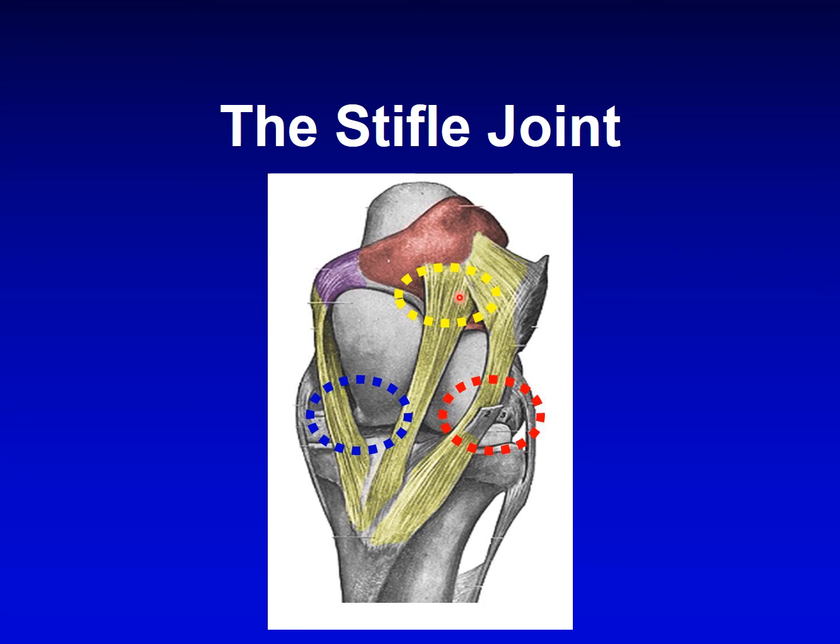So again, the stifle joint consists of two joints, femorotibial and femoropatellary. Femorotibial, this is the joint right here, and it consists of two compartments, lateral and medial, and a femoropatellary. This is the joint right here, and this is the joint space right here.